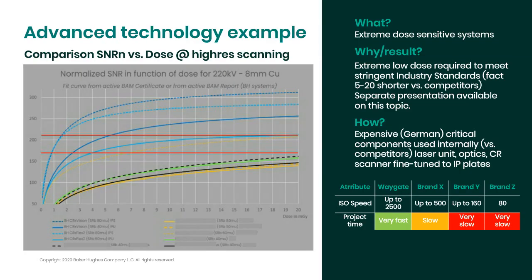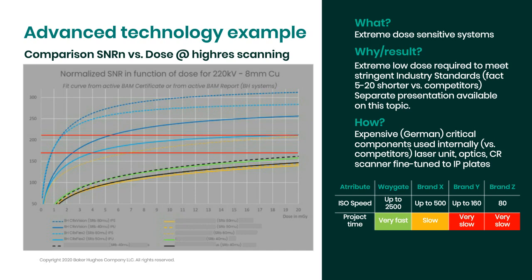One of the examples of our advanced technology, without going too much into details, is the extreme dose sensitivity of our computed radiography systems. We see that if you use our CR systems, you only need a very low dose in order to meet the stringent industry standards with regards to image quality. From all the offerings in NDT on CR, we have the highest dose efficiency, factor 5 up to 20 better than our competitors.